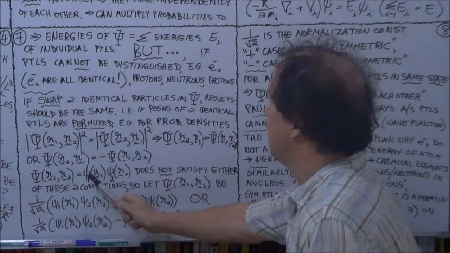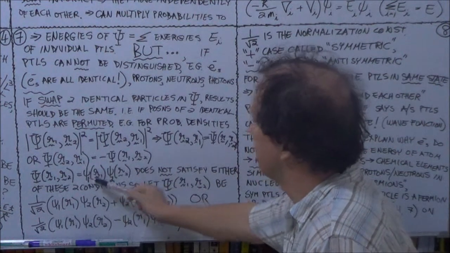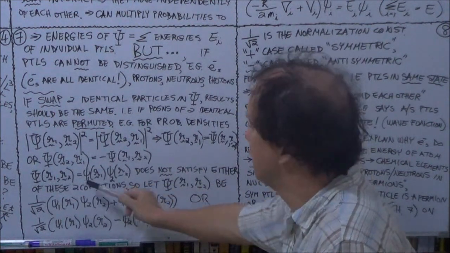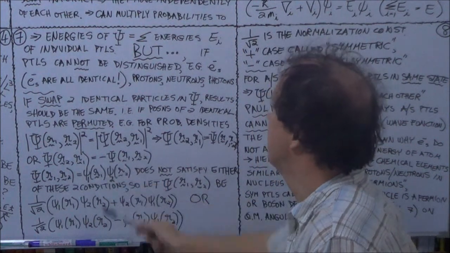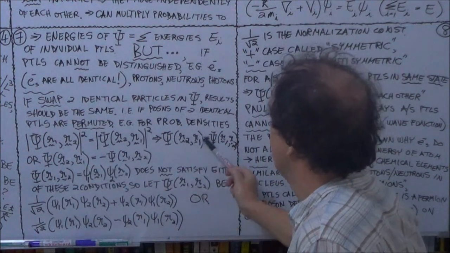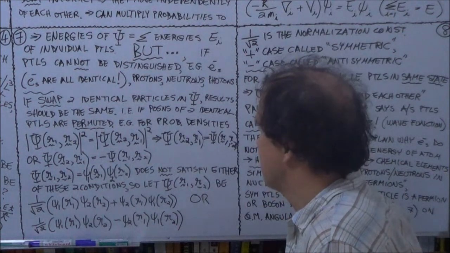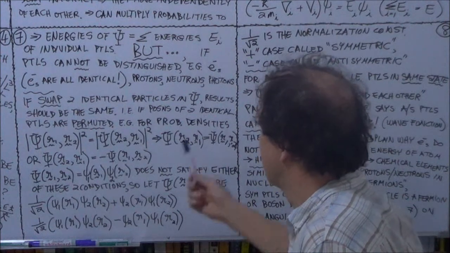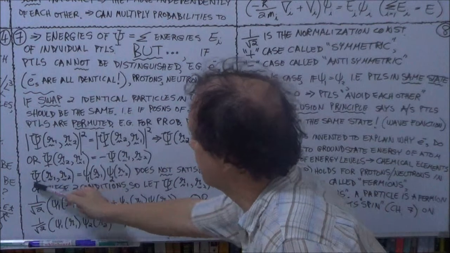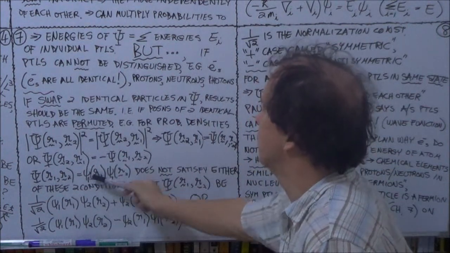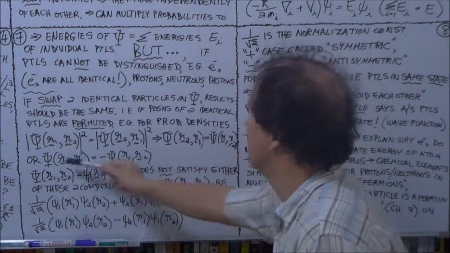Okay. Now, if you plug this, the product psi 1, psi 2, the individual wave functions for particle 1, particle 2, into here and here, it doesn't work. Doesn't fit. Right? You don't get the same thing. So if you assume that your two-particle wave function is just the product of the individual wave functions, that doesn't satisfy that or that.